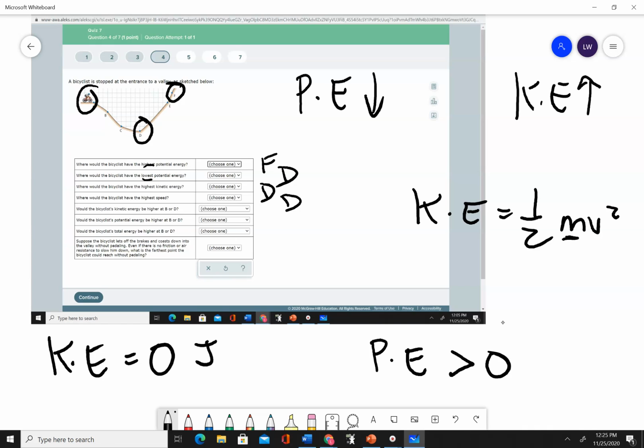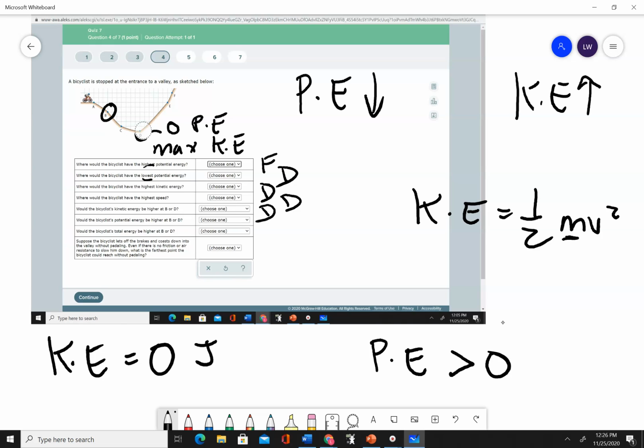So then it says, would the cyclist's kinetic energy be greatest at B or D? Well, at D they have like 0 potential energy. They don't go any further. They can't roll any further down here. And they have maximum kinetic energy. At B, they've only turned some of their potential energy into kinetic energy. They still have a little bit, and they have less than the maximum kinetic energy. So the cyclist's kinetic energy would be higher at D, not at B.